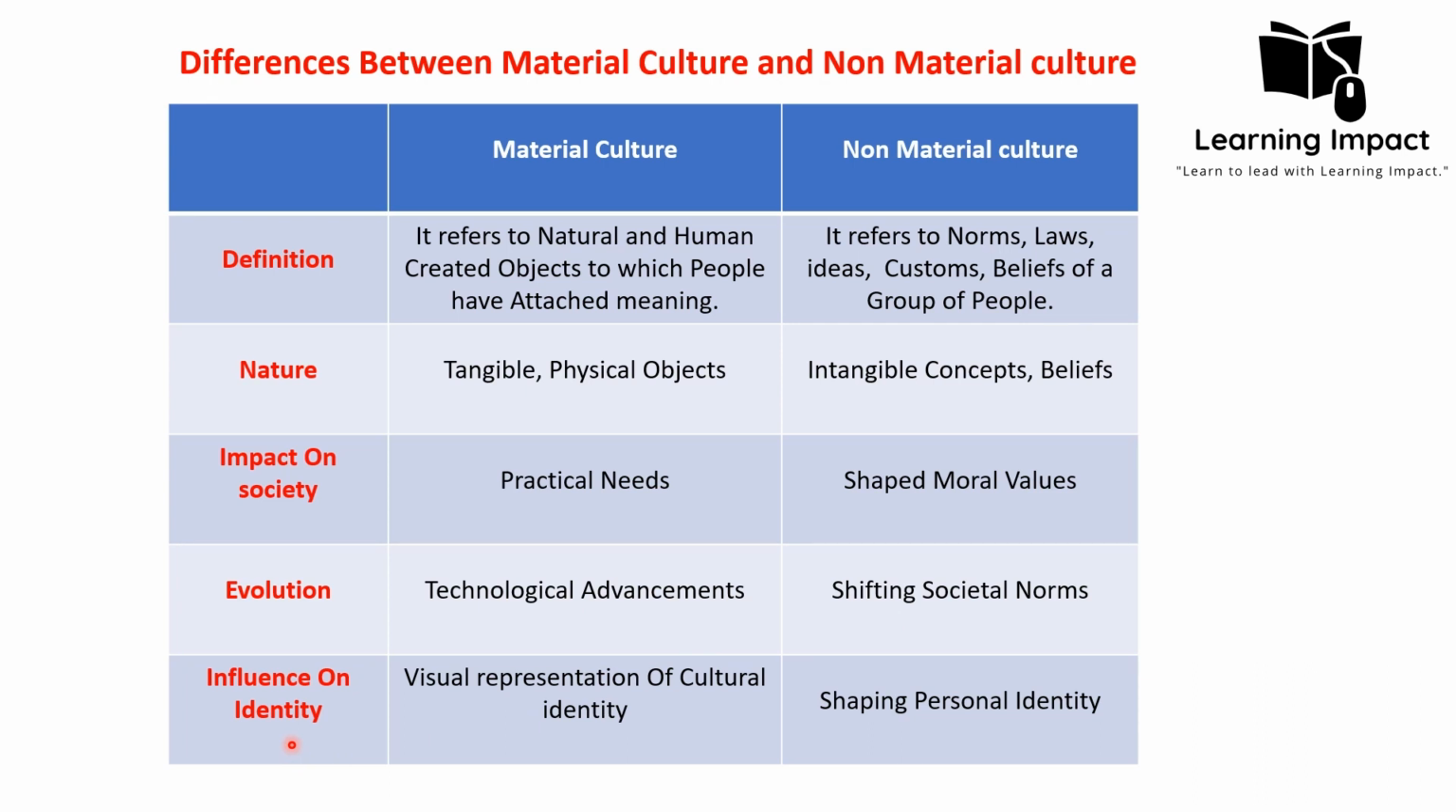Then how did it influence identity? Material culture gave a visual representation of cultural identity. For example, what kind of utensils you use for eating is a representation of your cultural identity. But in the case of non-material culture, it shaped personal identity. How you think about certain phenomena of the society is actually your personal identity. So we can say that non-material culture influenced how people perceive themselves and also their position in society. In this way, it shapes personal identity.